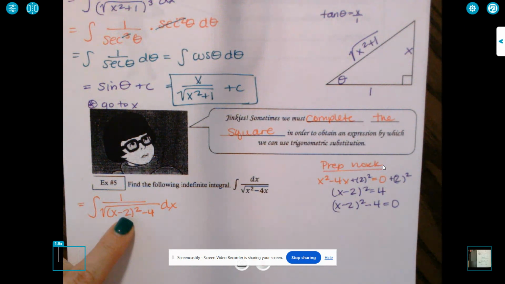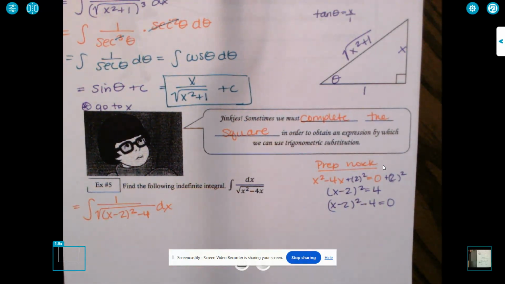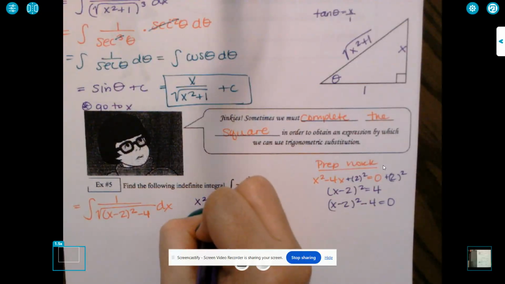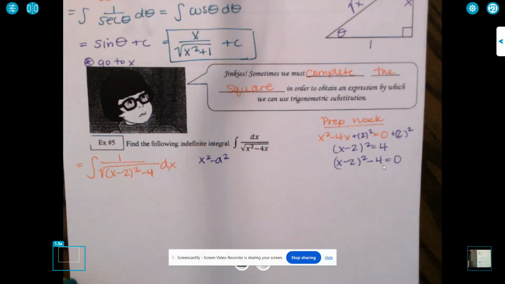you square that minus 2, you're going to get plus 4. When you take away 4, you're going to end up without that last term, which is going to take us back to here. Okay, so mathematically they're equivalent, which is why they can do that. And now it looks like we're in the form of x squared minus a squared, which is what we want, one of the forms that are in our flip book.